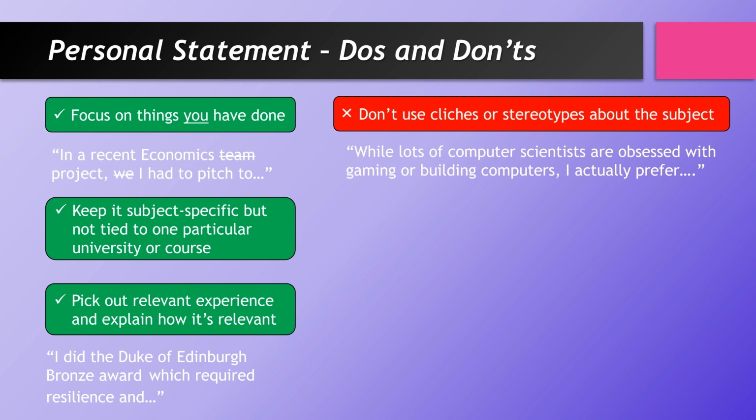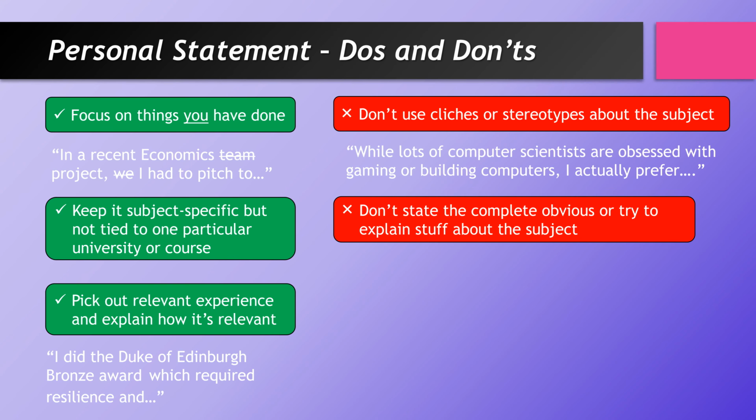So, for example, saying something like, while lots of computer scientists are obsessed with gaming or building computers, I actually prefer something else about the subject. I've definitely read similar stuff to that, maybe even more offensive, where they're talking about actual stereotypes and how they don't match those stereotypes. You've got to bear in mind, the person reading it is likely going to be a computer scientist who knows so much more than you do, and so you've got to be a little bit careful not to offend or sound too arrogant.